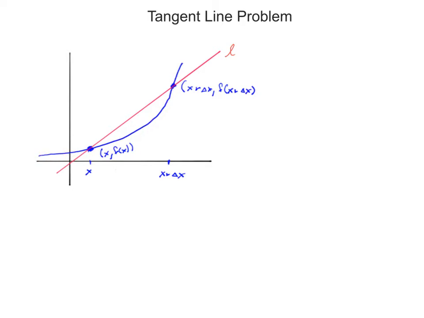We want to find the slope of this curve at this particular value here. And I've labeled 2 points on the curve. One is x, f of x, and the other is x plus delta x, f of x plus delta x.